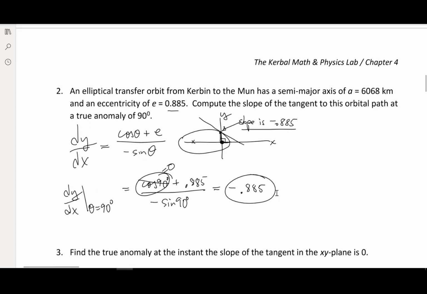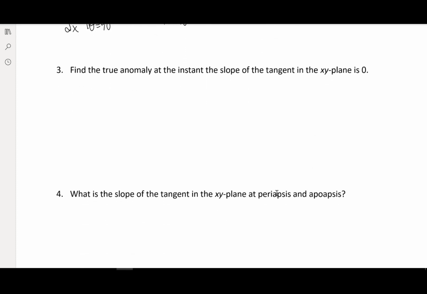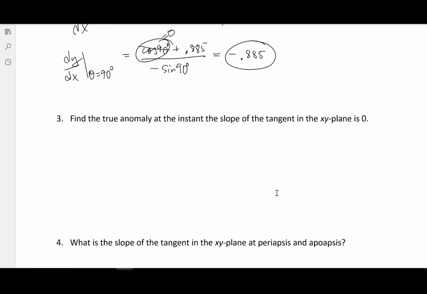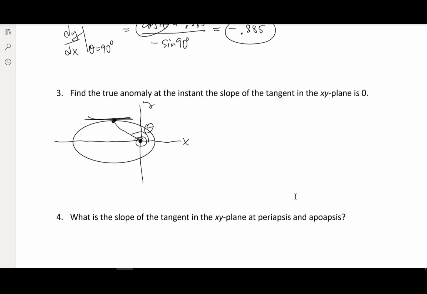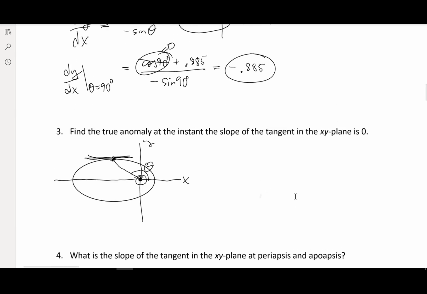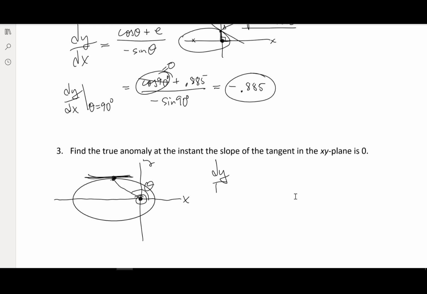Let's move to number 3. Find the true anomaly at the instant the slope of the tangent in the xy plane is 0. So find the true anomaly when the tangent slope is 0. So basically, if you've got this elliptical orbit, what we're looking for is this angle theta here. This is the true anomaly at the instant when the slope of the tangent in the xy plane is 0. So we're trying to find what angle when the slope is 0. So we've got dy dx given by this, cos theta plus eccentricity over negative sine theta.